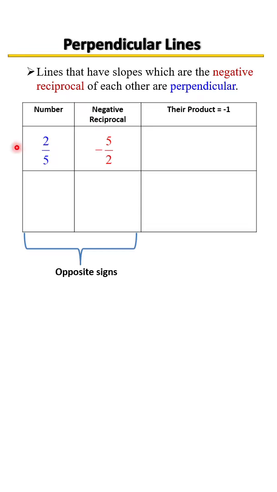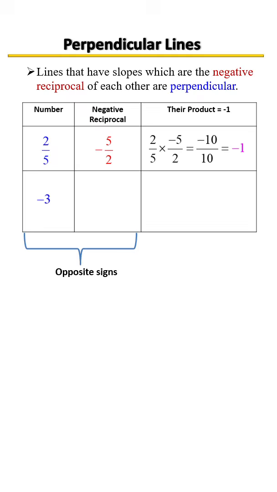You can always determine whether they truly are perpendicular by simply multiplying them together. If when you multiply those two numbers together, it equals -1, then they are perpendicular. So let's go ahead and multiply 2/5 times -5/2. What we get is -10/10, which does equal -1. So yes, these two numbers are opposite in sign, what we call negative reciprocal, opposite and flipped.